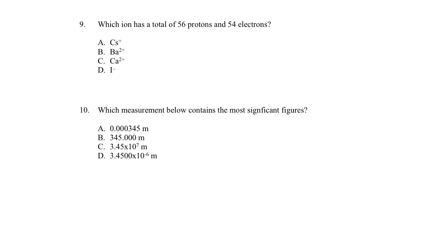Which ion has a total of 56 protons and 54 electrons? So we just go to element number 56. That's barium. And losing 2 electrons from its neutral count will give it a 2 plus charge.